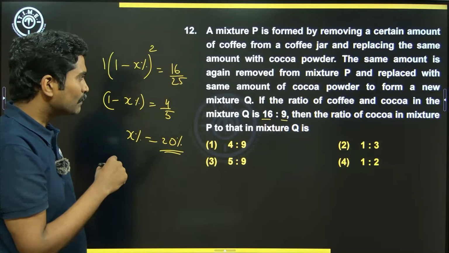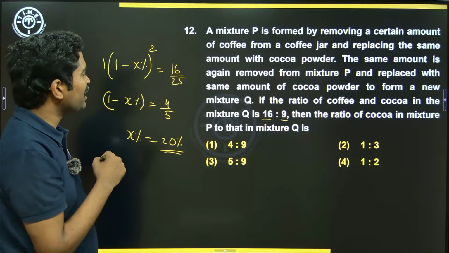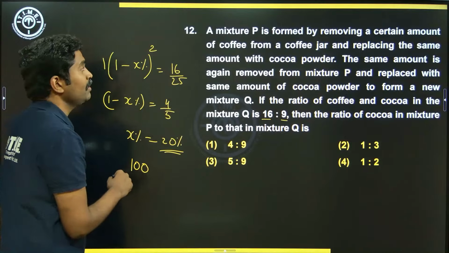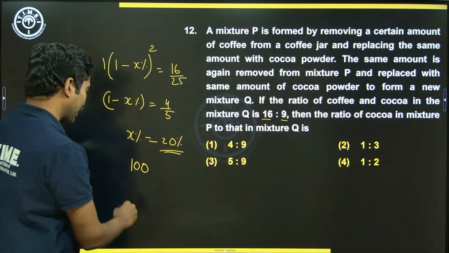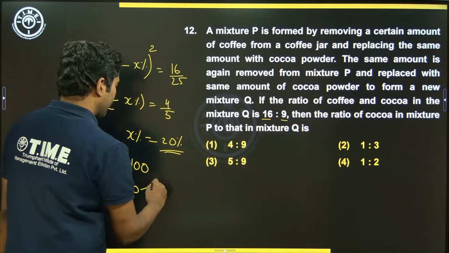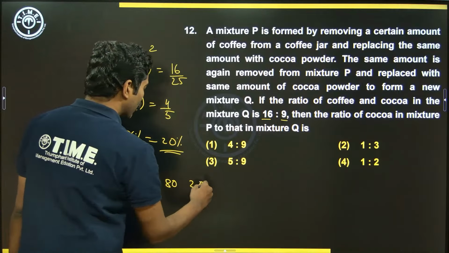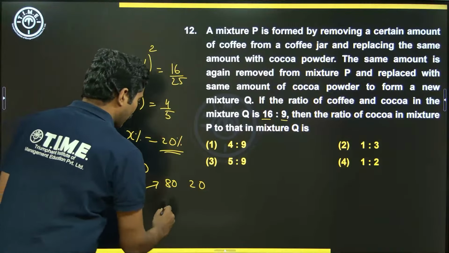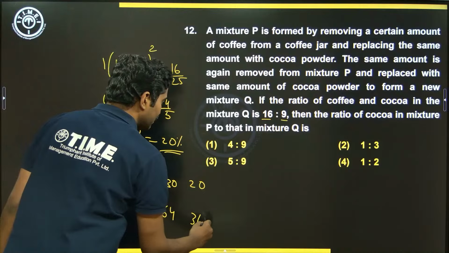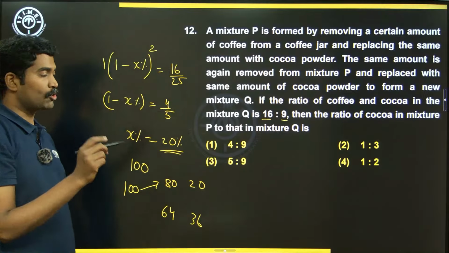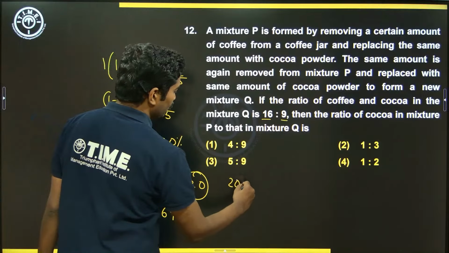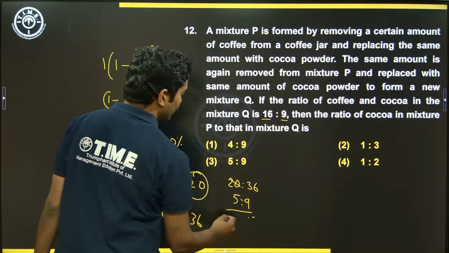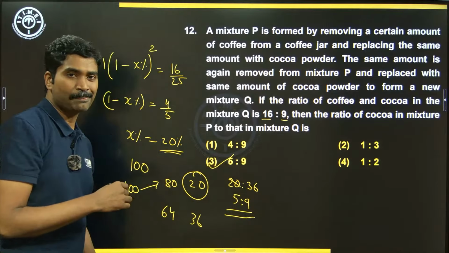Now the question is, the ratio of cocoa in mixture P to that in mixture Q. All right, first time I had 100 and it was fully coffee. I replaced, what did I get? Out of 100, I got 80 coffee, 20 cocoa, right? Next time, this 80 became further 80 into 0.8, right? This became 64 and I got 36. Now the question is cocoa, not coffee. Initially, we had 20 cocoa. Second round, we have 36 cocoa. This is how much? 5:9. 5:9 would be option 3, right?